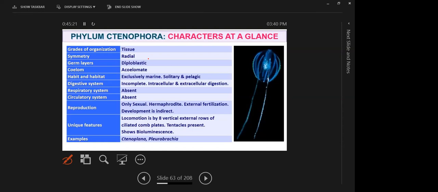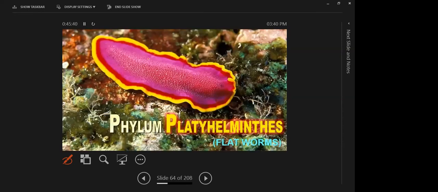Okay, what is the unique feature of Ctenophora? Ciliated comb plates which help in locomotion, and bioluminescence. Okay, which are the two examples that are given? Pleurobrachia, Ctenoplana. Ctenoplana and Pleurobrachia, which is related to the open sea, sediments of the sea.